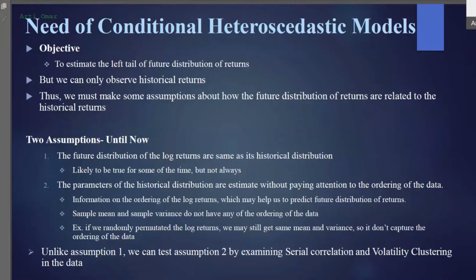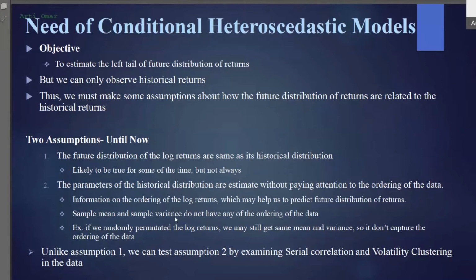We don't have any kind of statistical tools available, but to test the second assumption, we do have tools from which we can understand the importance of the ordering of the data. And if we get the information about the ordering of the data, it would be easy for us to predict the future prices. So there are two tools. One is called serial correlation and the second is called volatility clustering in the data.